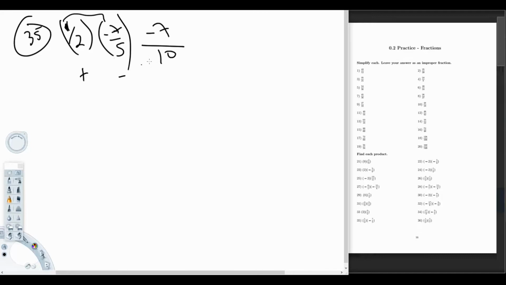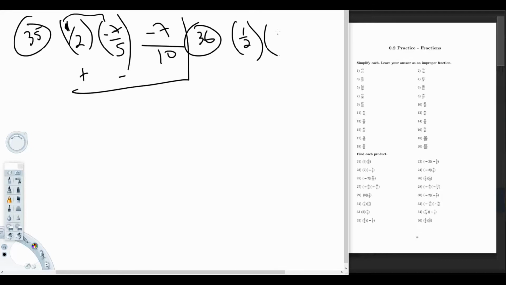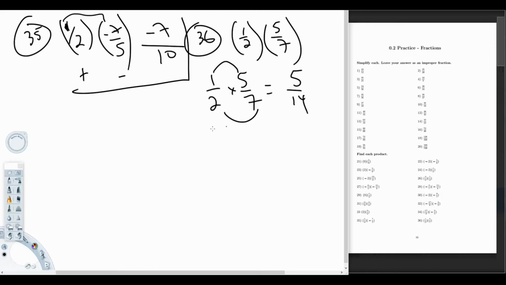Boom. 36 now. 1 over 2, 5 over 7. Another way of writing this is like that. So what are we doing here? This times this and this times this? I think so. Boom, there it is. 5 over 14. All right, let's go down.